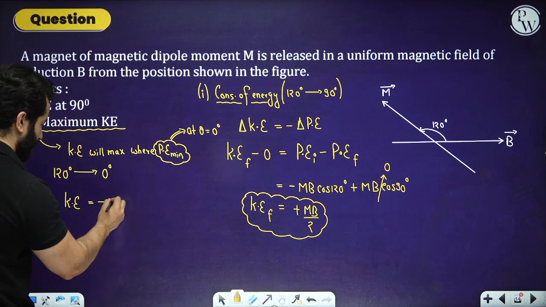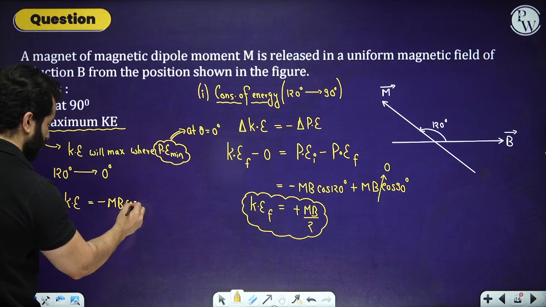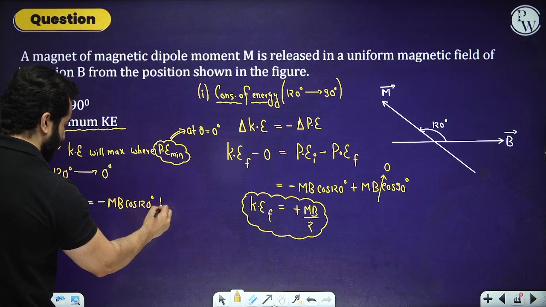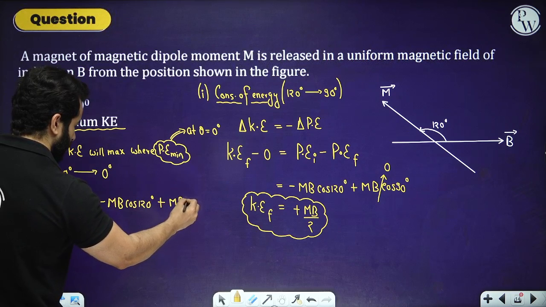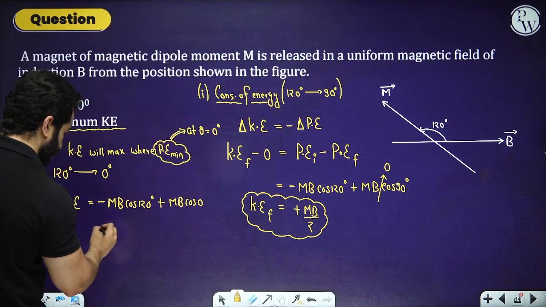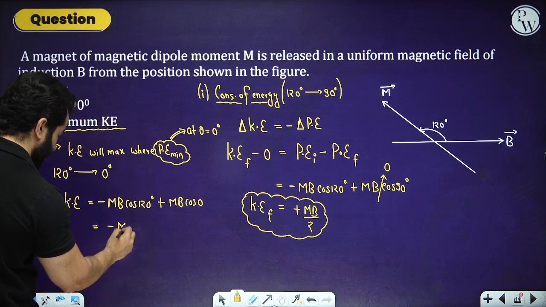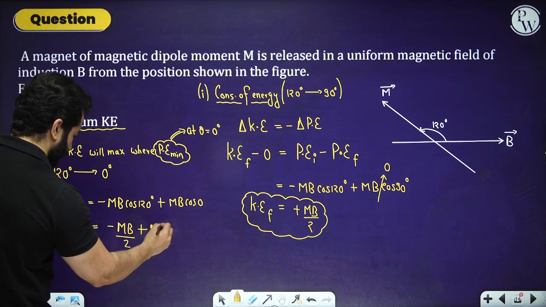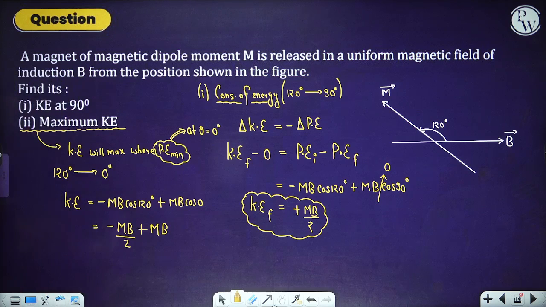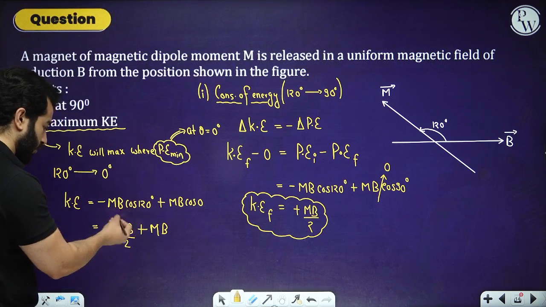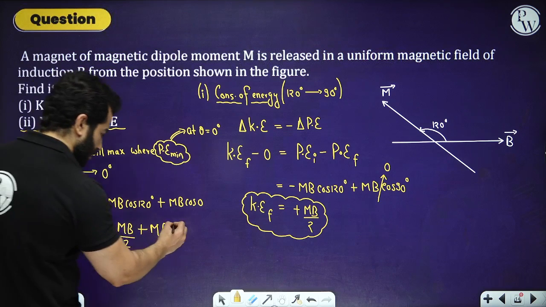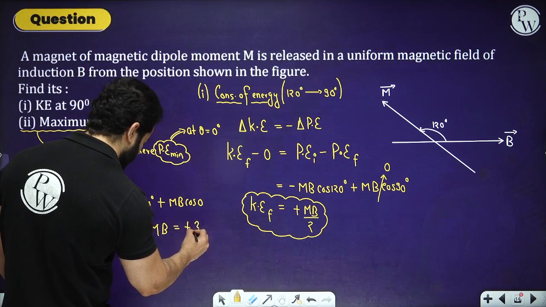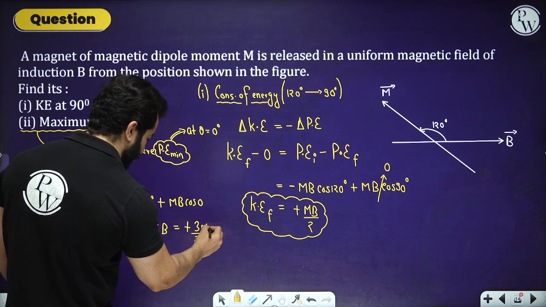At 120 degrees, finally the kinetic energy will be minus mB cos 120 plus mB cos 0. So this will be minus mB by 2 plus mB. Please see once again. If you have any doubt, let me know in the comment section. Acha, this will also be plus, because cos 120 is minus 1 by 2. So this will be plus 3 by 2 mB, and of course kinetic energy will always come as positive.